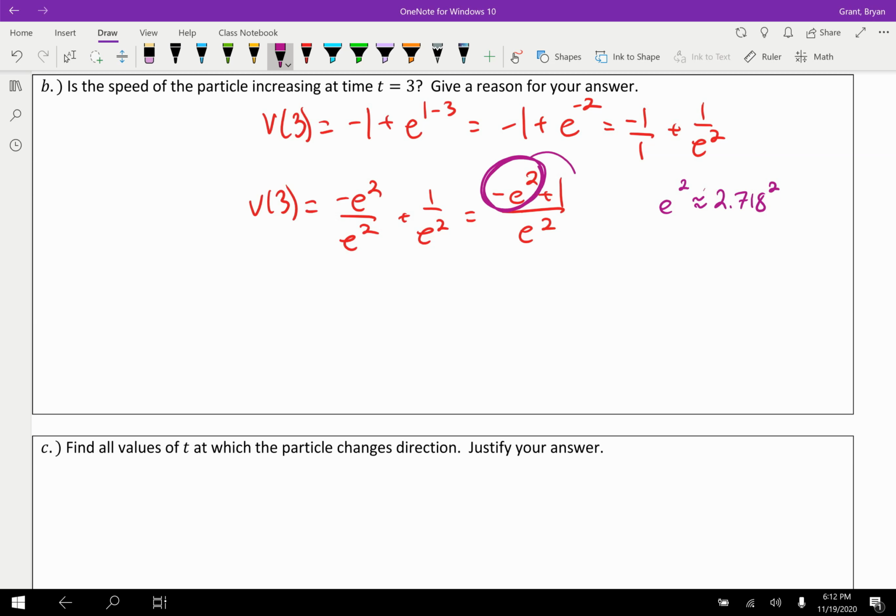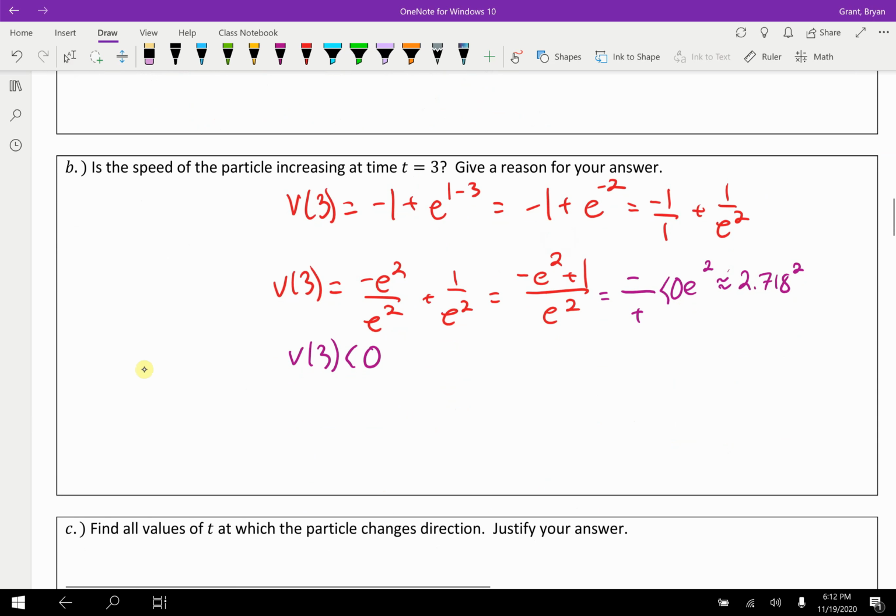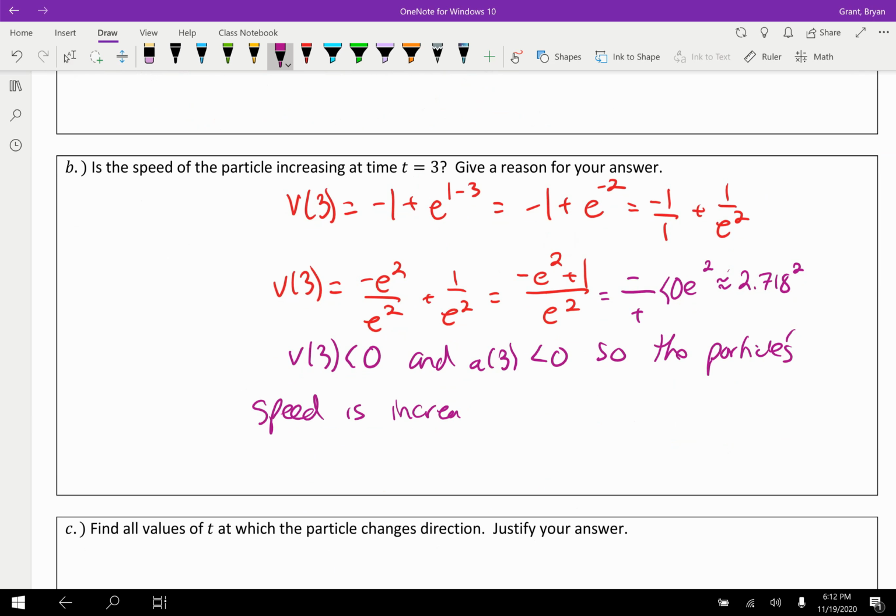-4 or -9 plus 1 is very much negative. So this gives us a negative answer on the top of the fraction, and e to a power is certainly positive, and a negative divided by a positive is definitely less than 0. So we can certainly conclude that v of 3 is less than 0. What about a of 3? Oh, we already found that. How exciting. A of 3 is also less than 0. So v of 3 is less than 0, and a of 3 is less than 0. So the particle's speed is increasing. And that's it.